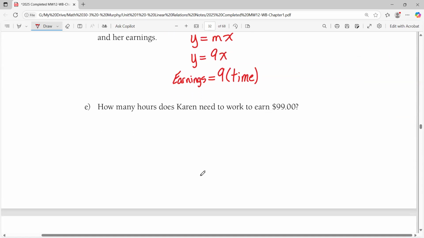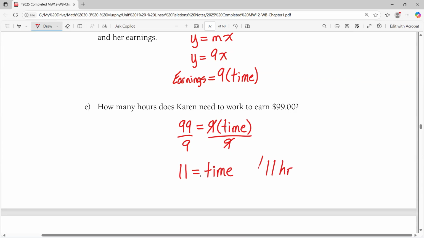So E, how many hours does Karen need to work to earn $99? Okay. 99 equals $9 an hour times time. We got to divide by 9 on both sides. 99 divided by 9 is 11. The answer is 11 hours. And that is the end of lesson 7, part 2.